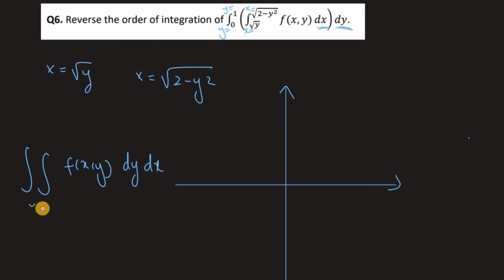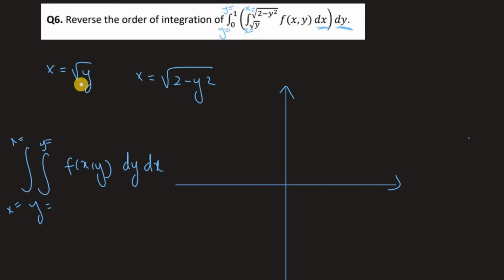Okay, so this means this has to be y equals to something, y equals to something, and this has to be x equals to something and x equals to something, and our job is to find out these values. Okay, for this, first let's go ahead and make the graph of this one.